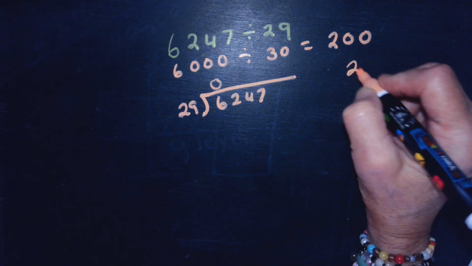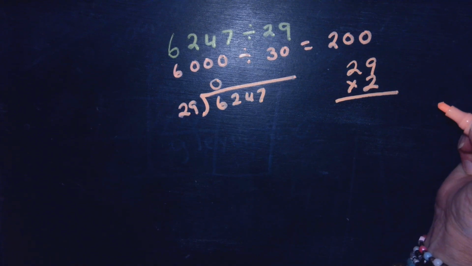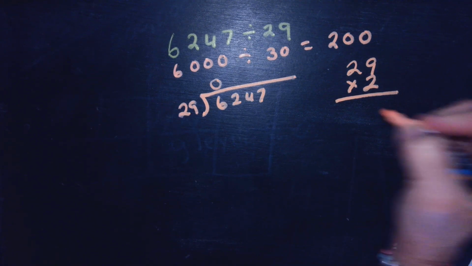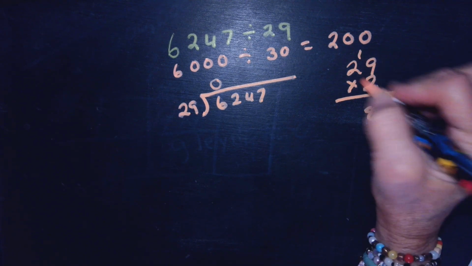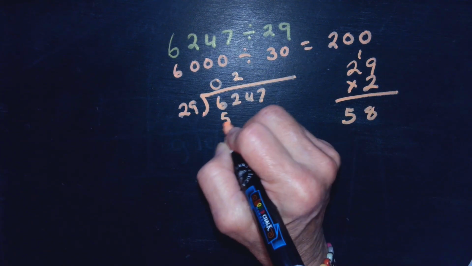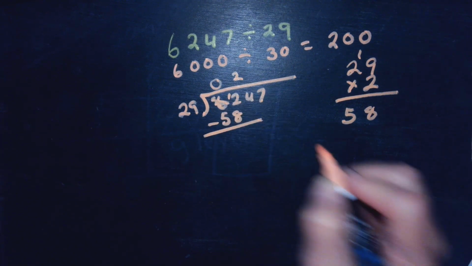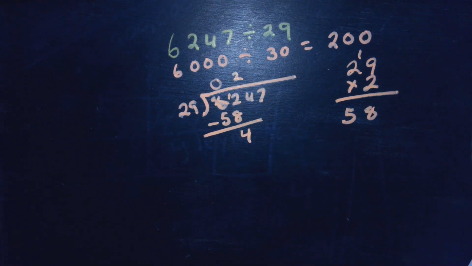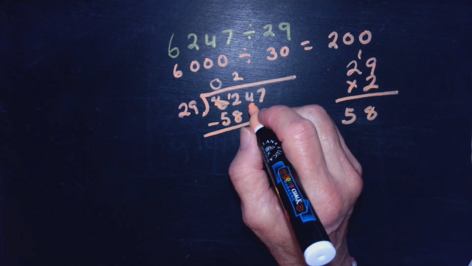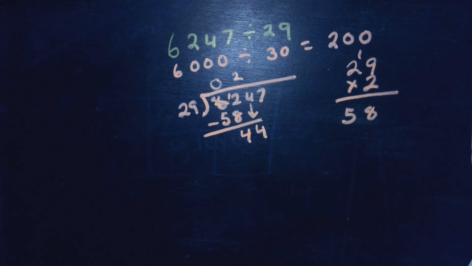So let's multiply 29 times 2 and see what we get. Well, that's 18. That's 4, 5, 58. So I've got my 2 here, my 58 here, and when I subtract, I get a remainder of 4. And we know that 4 can be a remainder. Bring down your 4, just like we did in the last problem.